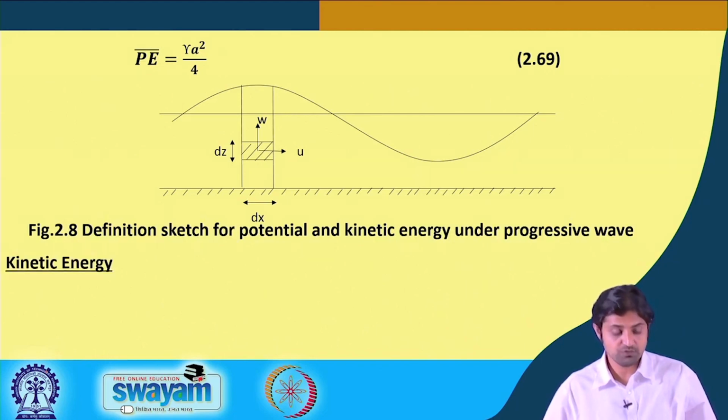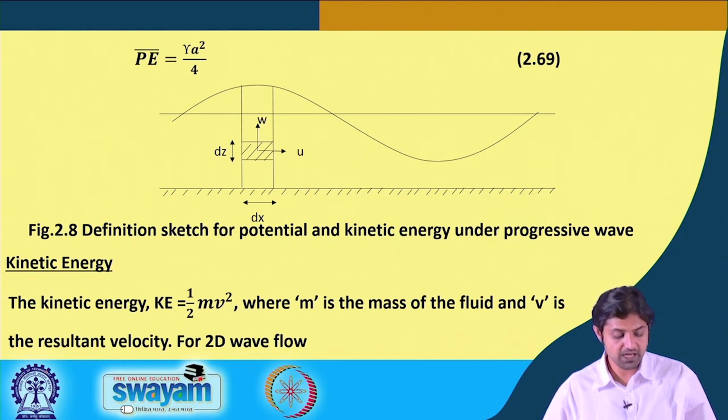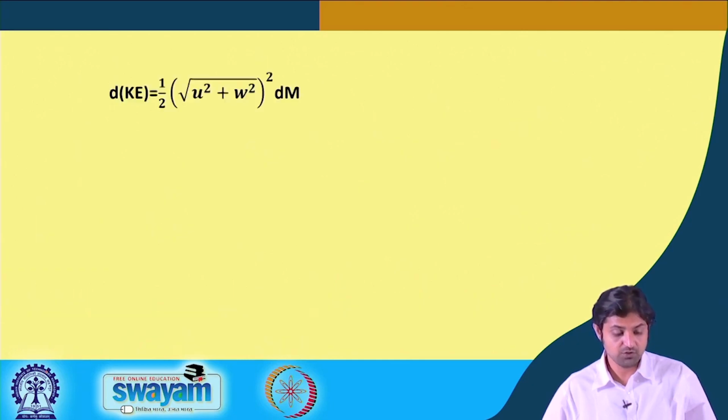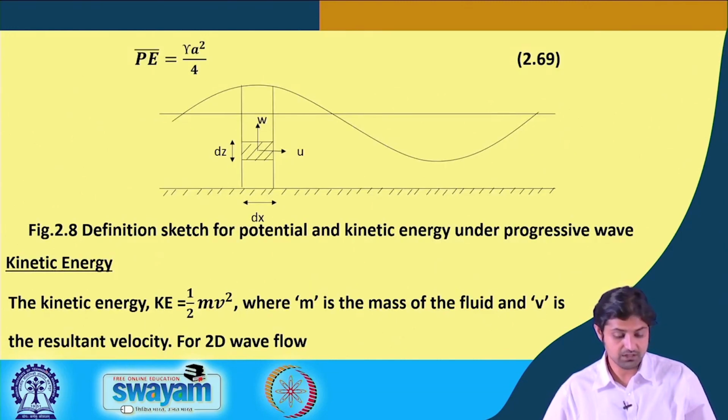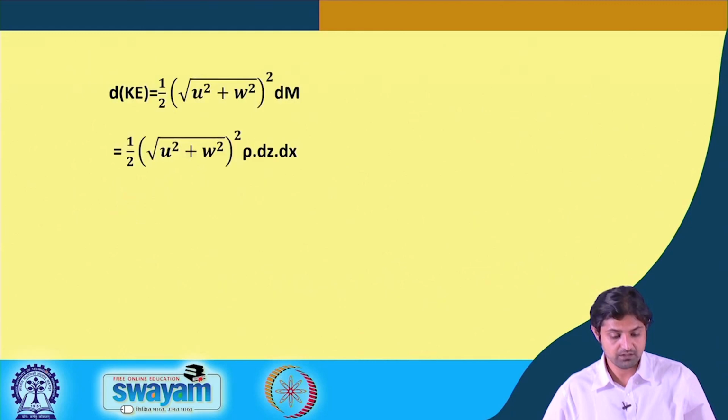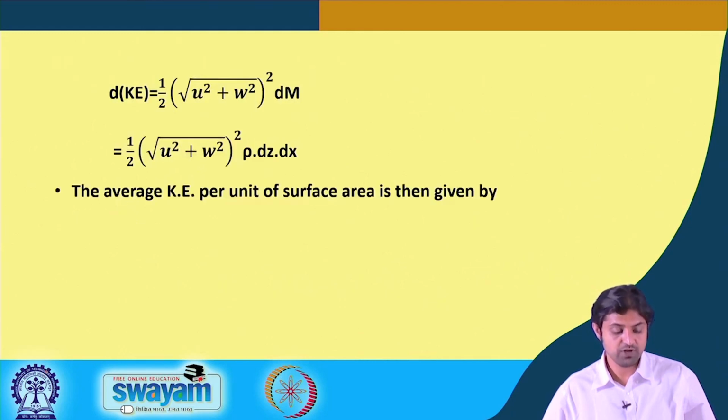Now, we will also need to find kinetic energy. It is very simple. Kinetic energy is half mv square, where m is the mass of the fluid and v is the resultant velocity. For two-dimensional wave flow, it is half under root u square plus w square into dm. dm can be written as rho into dz dx, and under root u square plus w square.